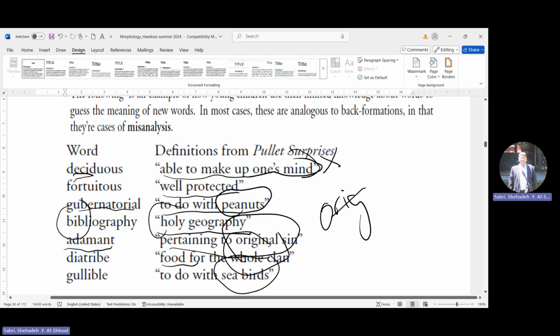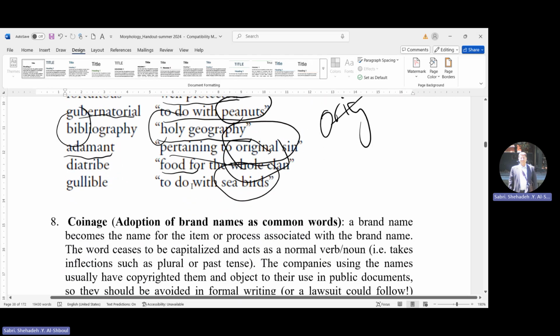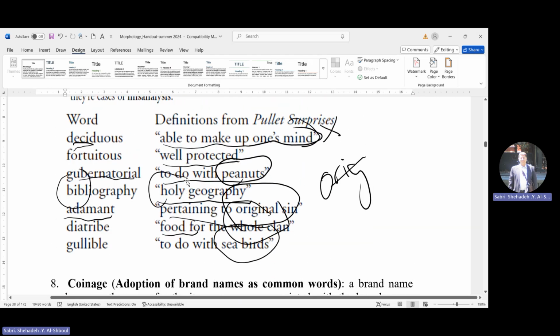These are examples, dear students, that we have at hand as a representation of the actual difference in meaning between the dictionary meaning and the meaning resulting from back formation. Let's stop here. Thank you for listening.